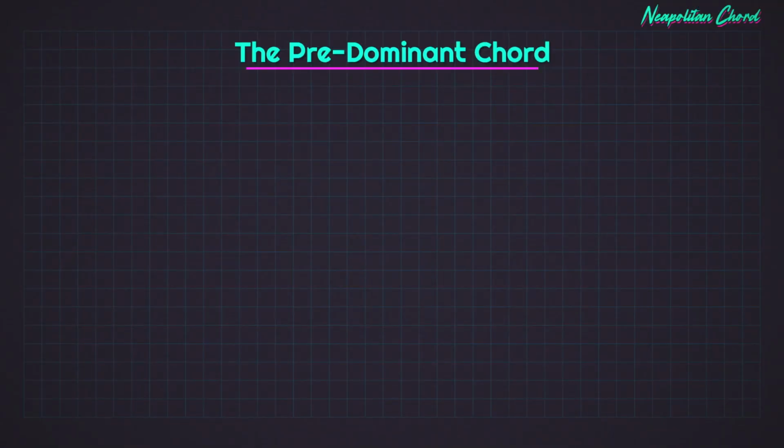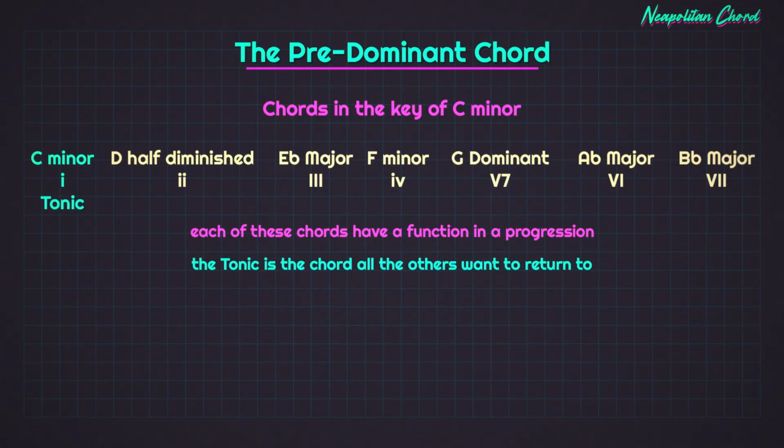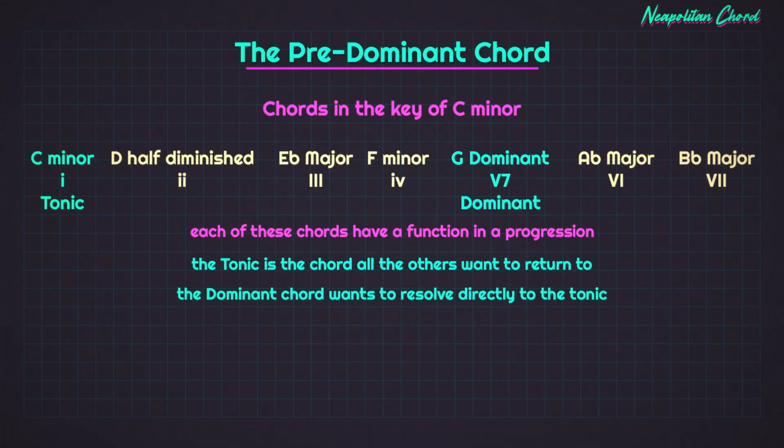So what is a predominant chord? Well, here are the chords in the key of C minor. Each of these chords has a specific function in a chord progression. The tonic is the chord all the other ones want to return to. The dominant chord, in this case, the chord G dominant 7, wants to resolve directly back to the tonic chord C minor. Well, a predominant chord thankfully functions how we would expect.